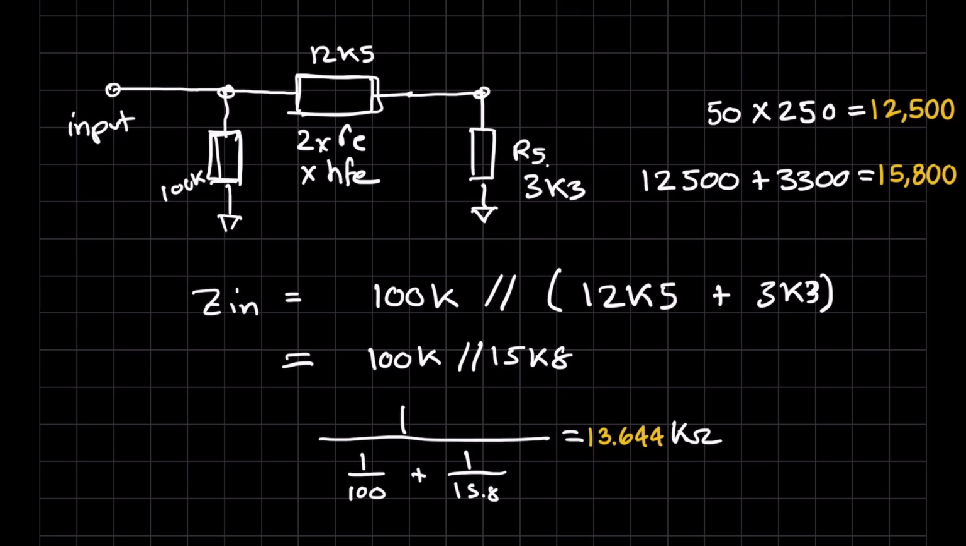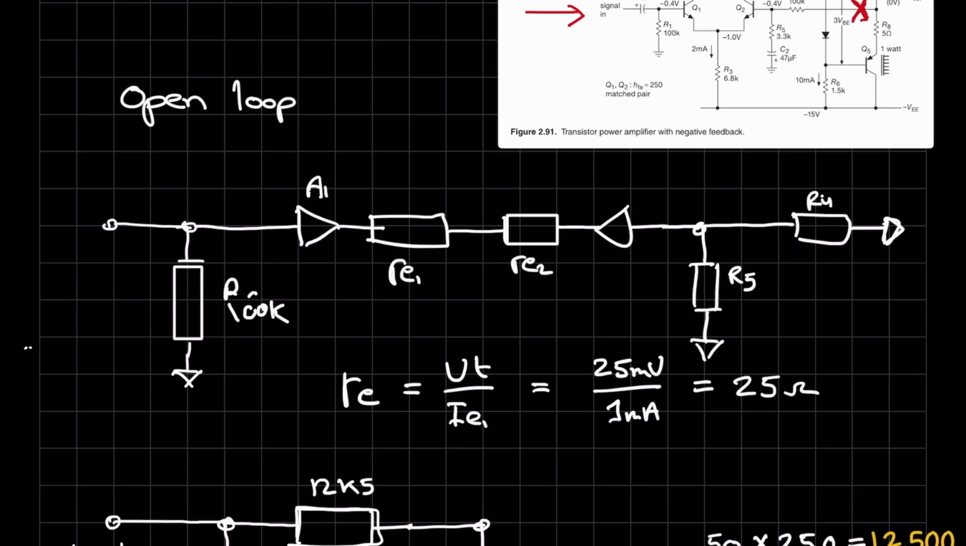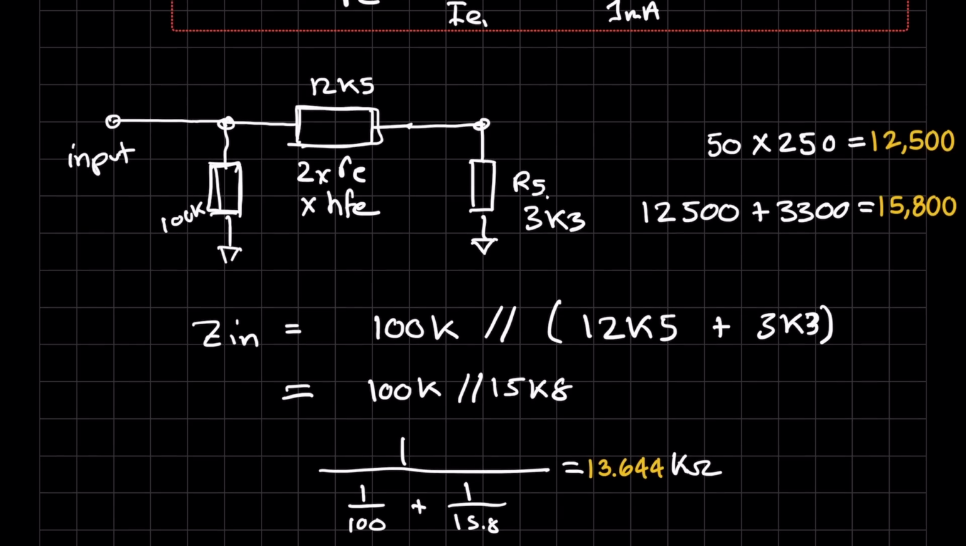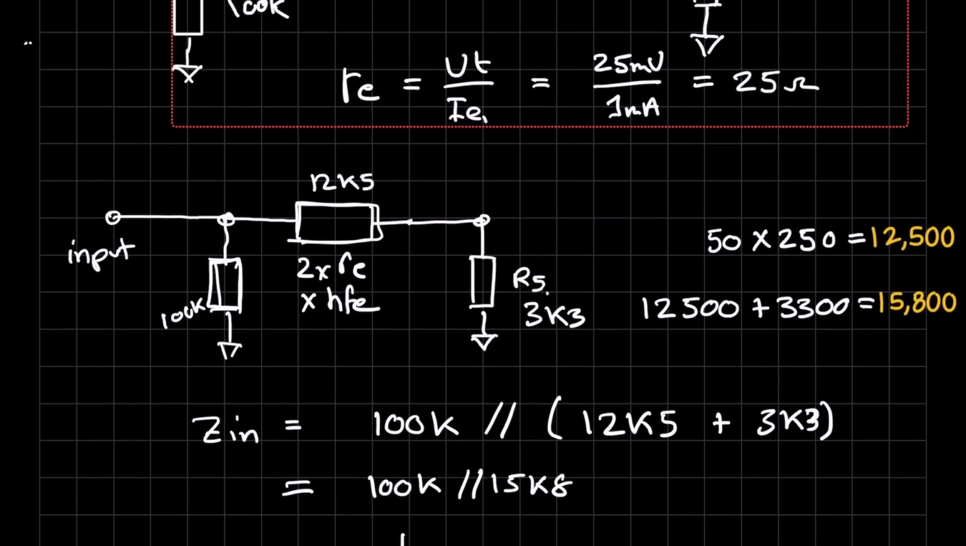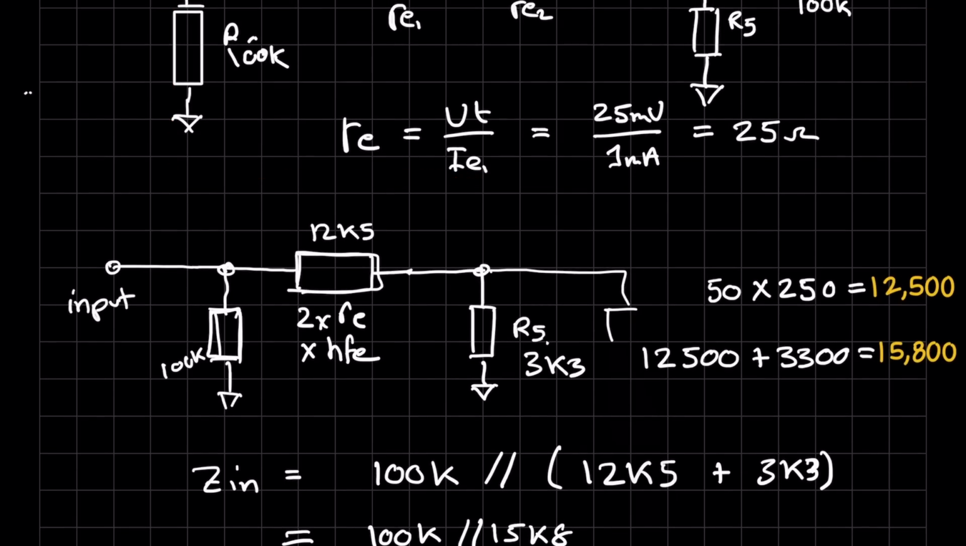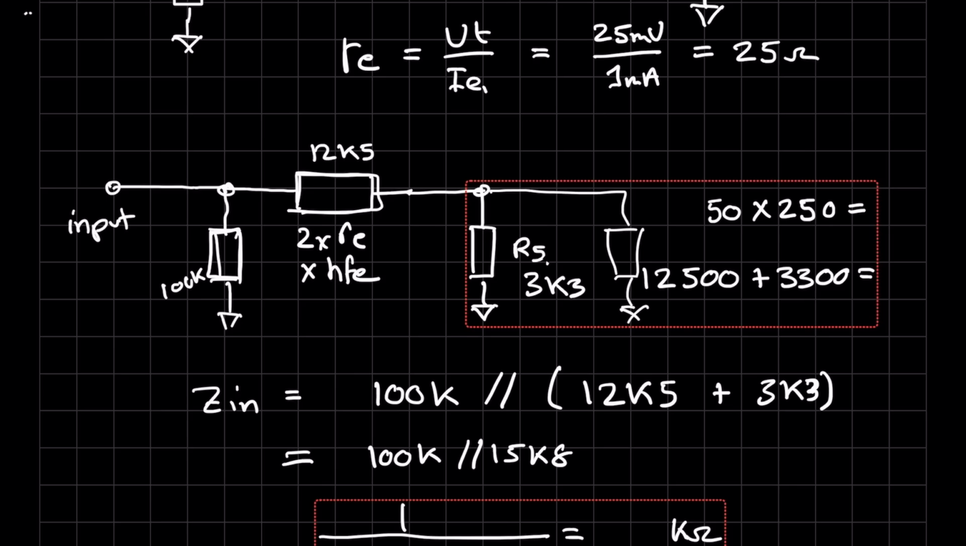Now I think the book ignores the 100K resistor that's over here. And if we ignore that, we get 15K8, which is very similar to the value that the book has. Now the book completely ignores the R4 resistor as well, which is a 100 kilo ohm resistor as well. So maybe we should ignore both, or we can account for both. If we did account for both, then we'd get a value that's closer to 13,644, and that's because the 3K3 resistor, if we add in the 100K resistor over here, would give us maybe 3K2, something like that. So I think we can safely ignore the 100K resistors and we'll get a close value, but we wouldn't get the value that the book has.